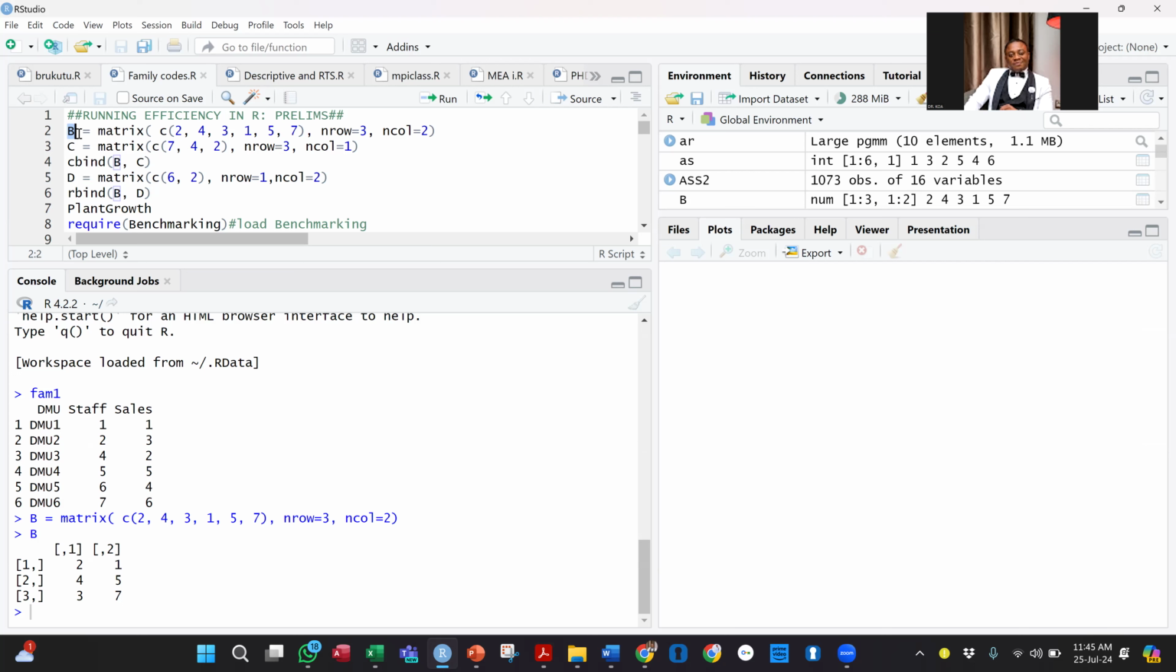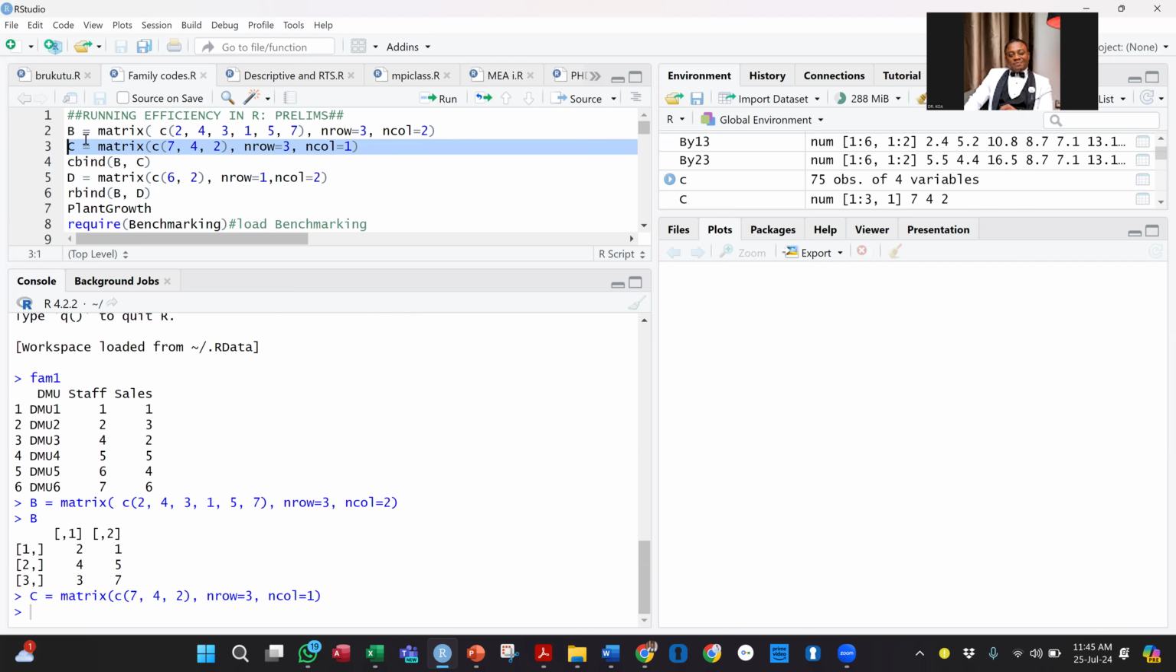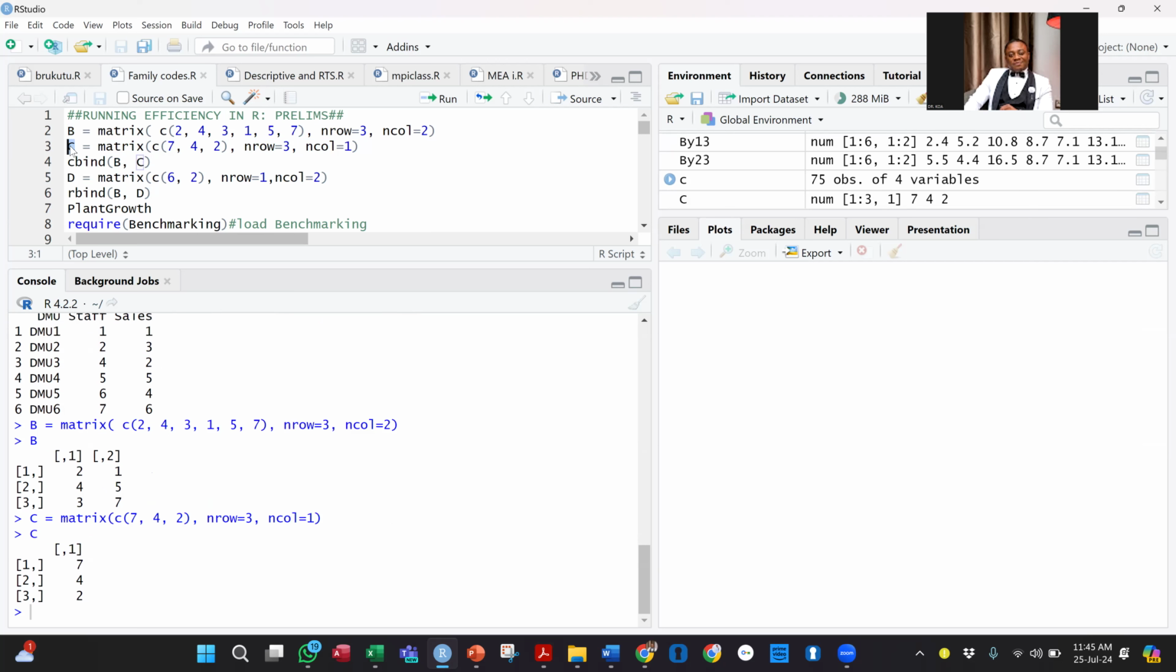If you look at matrix B, the rows are 3, the columns are 1. So how will you arrange it? It will be 7, 4, 2 coming down. 7 at the top, 4 in the middle, 2 at the bottom. That is top, middle, down. So let's run this second command, and that will give you top, middle, down. If you want to see how it is, you run it, and then you see this top, middle, down.